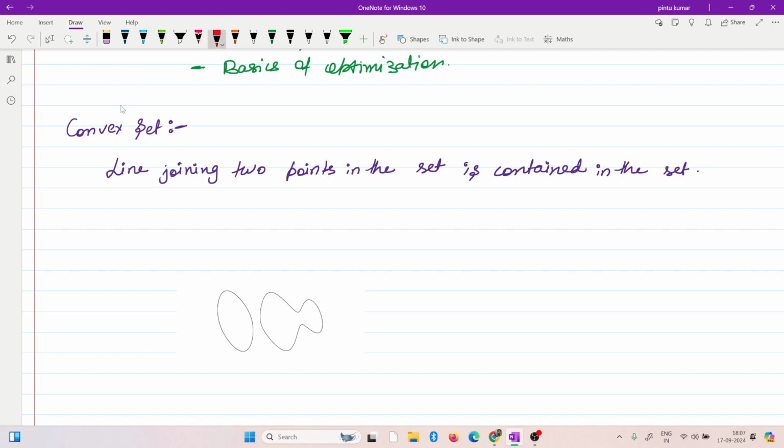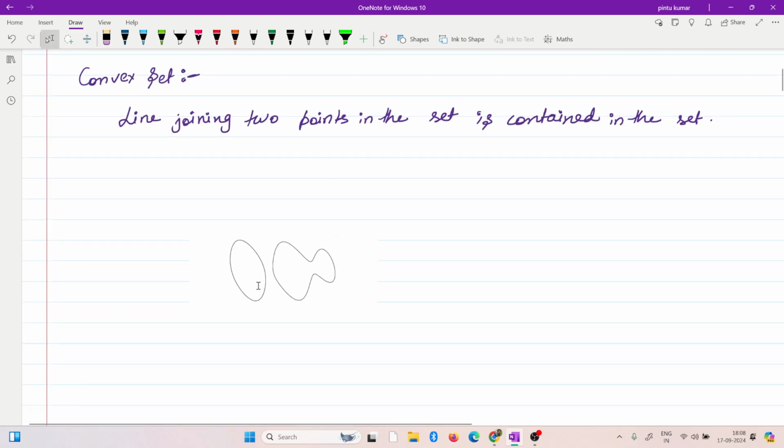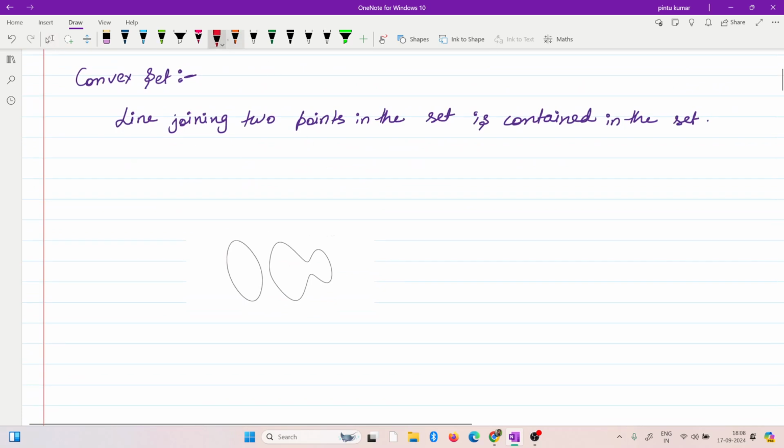The simple definition for a convex set is: if you have a set and you have a line joining 2 points within this set, then your line should remain within the set. Formally, the line joining 2 points in the set is contained in the set. For example, if you look at these two examples, in the first one, no matter which 2 points you take, if you draw the line, it remains within that set, right? Whereas in this case, if you take a point here and a point here, the line goes outside the set.